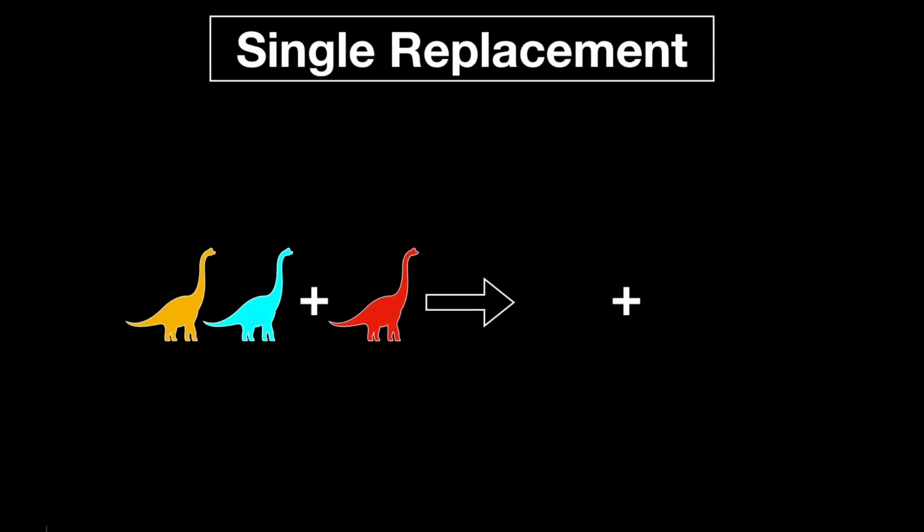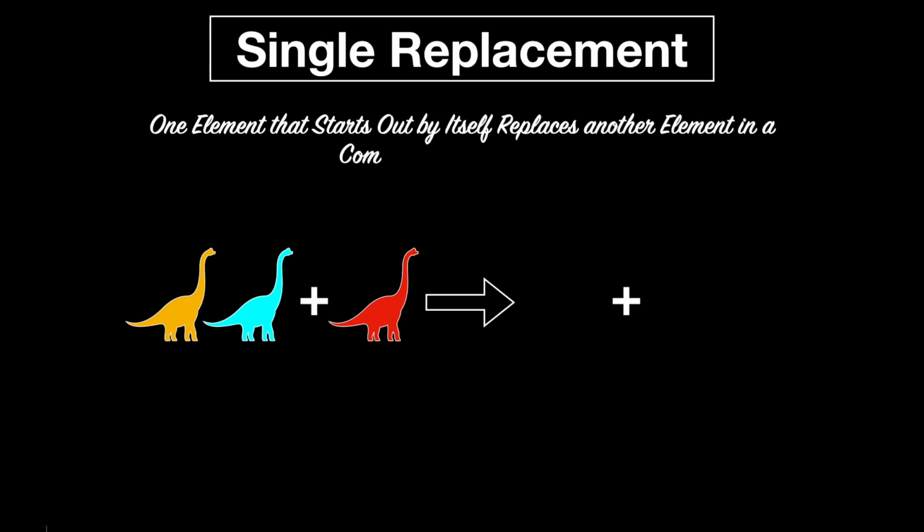Okay, so during a single replacement reaction, it's going to be a little more complicated. So let's say the yellow dinosaur and the blue dinosaur are two elements that are bonded together to create a molecule. We also have a red dinosaur here to represent another atom. Now, during a single replacement, one element that starts out by itself replaces another element in a compound, kicking it out. So let's go through.